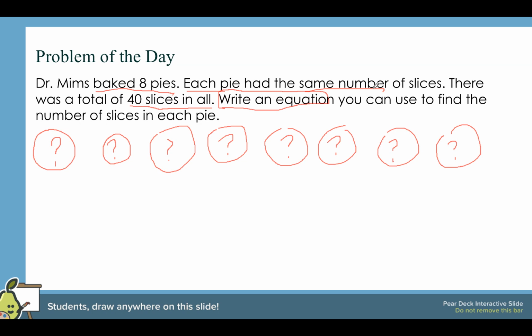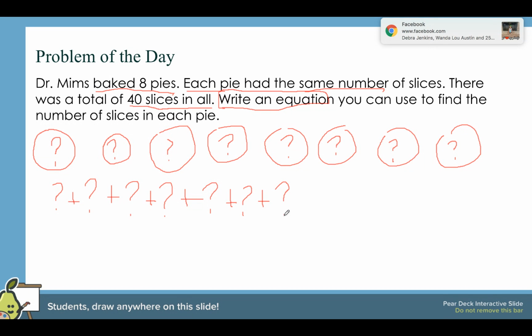But I do know the total slices in all. So I know that the first question mark plus the second question mark plus the third question mark plus the fourth question mark plus the fifth question mark plus the sixth question mark plus the 7th question mark plus the 8th question mark is going to equal 40 slices in all.